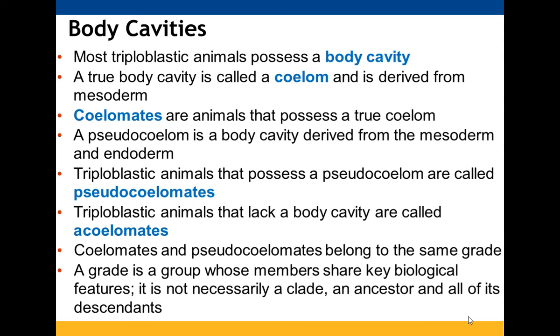The pseudocoelom is a body cavity that's derived from both the mesoderm and the endoderm. Triploblastic animals that have the pseudocoelom are called pseudocoelomates, and triploblastic animals that don't have the body cavity are called acoelomates. Coelomates and pseudocoelomates belong to the same kind of group or grade of species. They share similar biological features. They don't necessarily have to be a clade, so they don't have to have the ancestor and all the descendants in them.